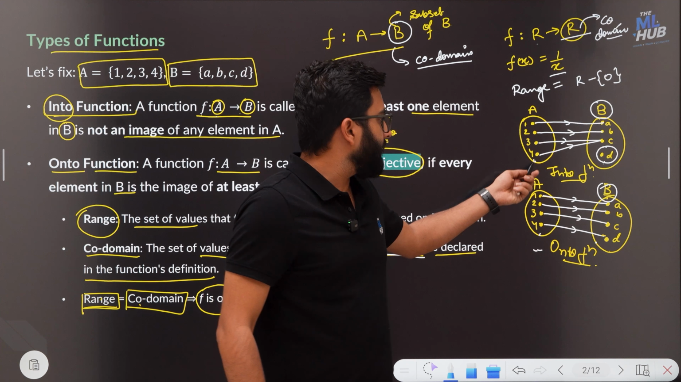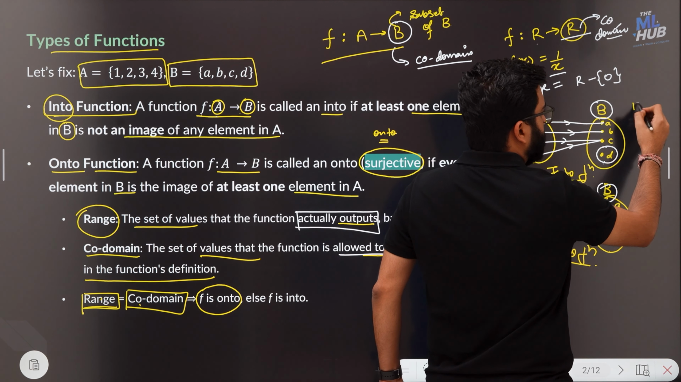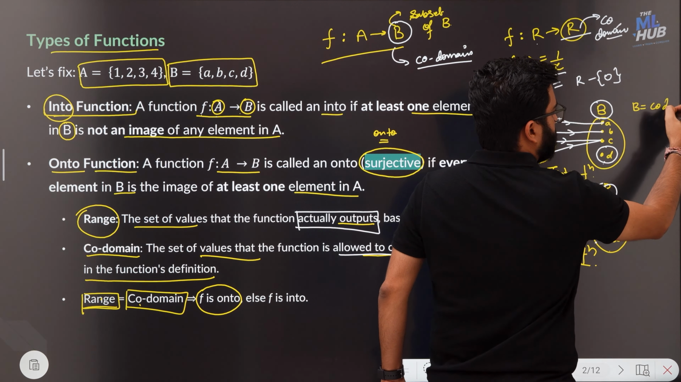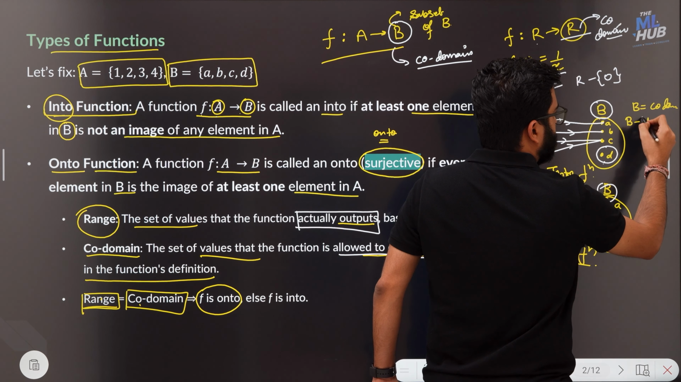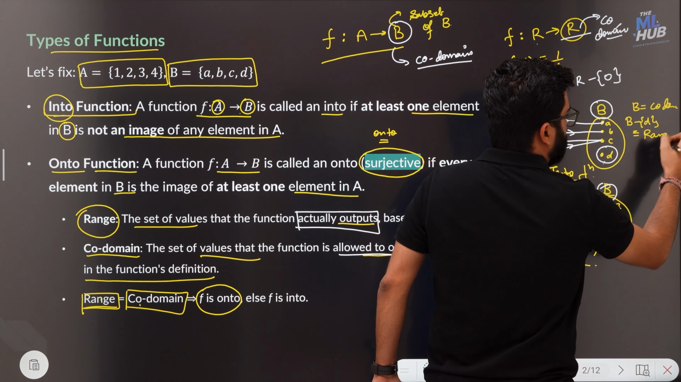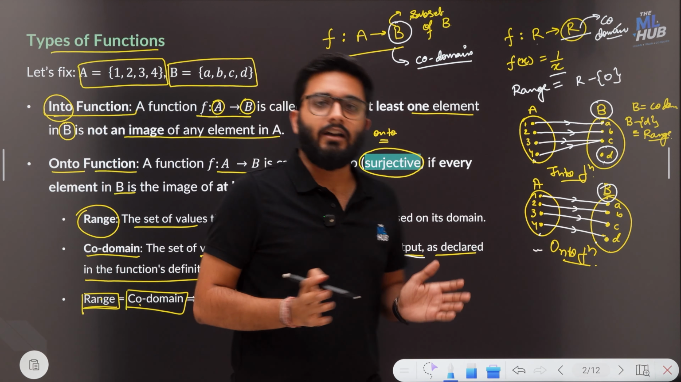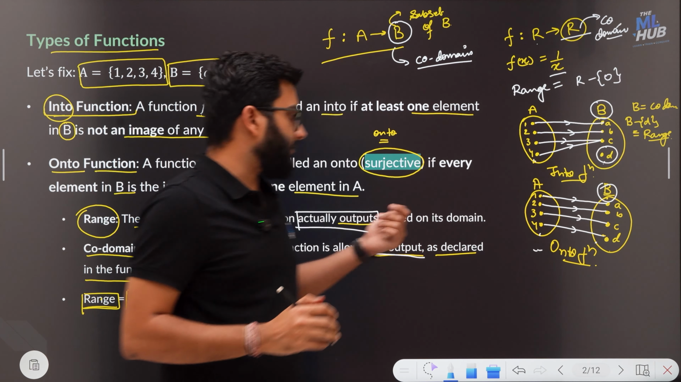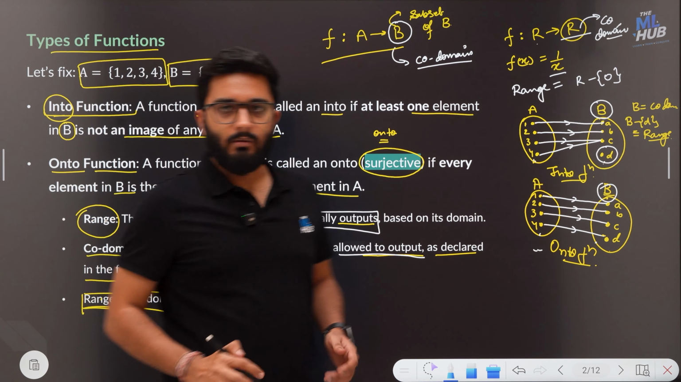But in this other case, B is the codomain, but B minus small d is the range. So here the codomain is not equal to the range. Range in fact is a subset of the codomain. So then the function is into, else the function is onto. So you have to remember it.